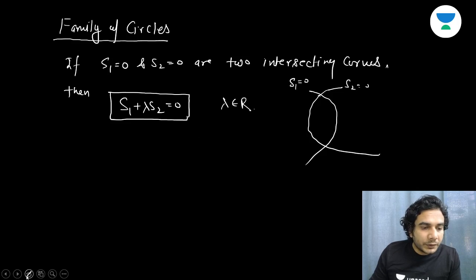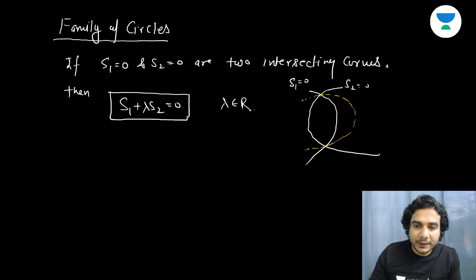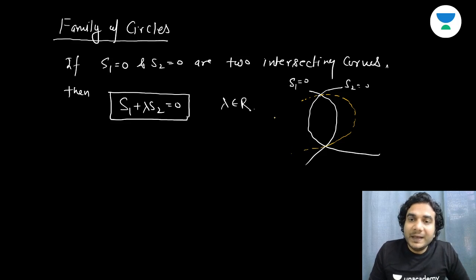So this S1 plus lambda S2 can be any curve. It can be a circle, it can be a pair of straight lines, it can be a parabola. For different values of lambda, it can be any curve. But this curve will always pass through all the points of intersection of S1 and S2.